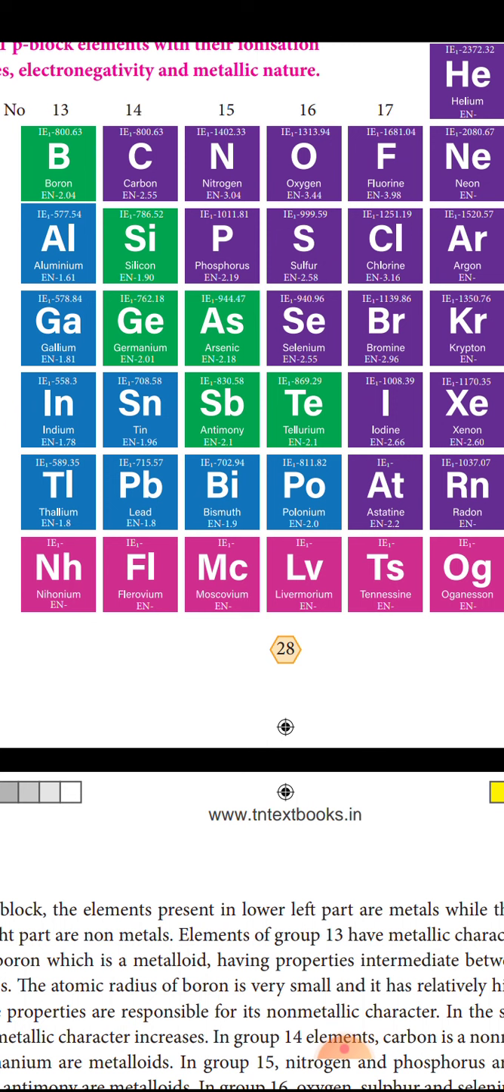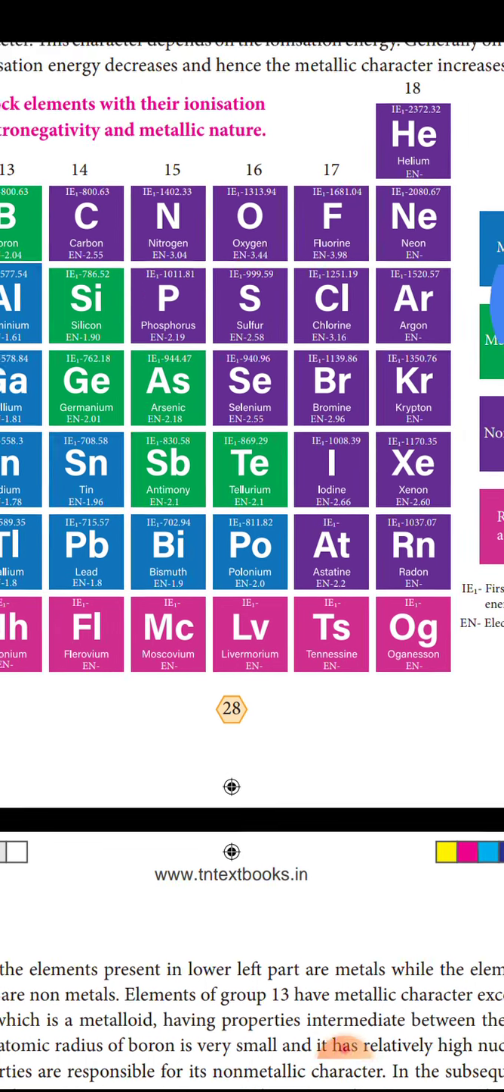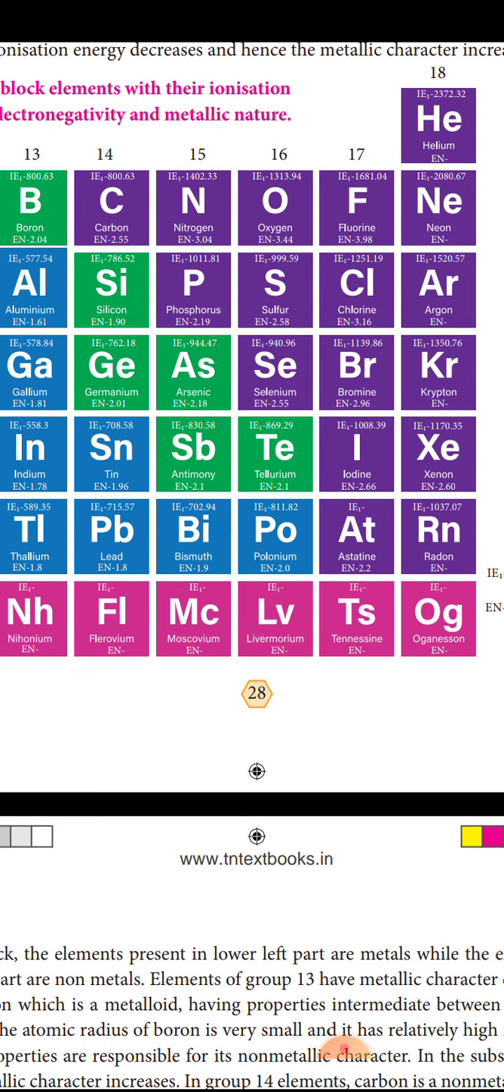These two groups have a similar trend, except the others do not have this trend. The general trend is only followed. What is the general trend? From top to bottom of a group, the ionization potential values decrease. For the 15th group to the 18th group, the general trend is followed.